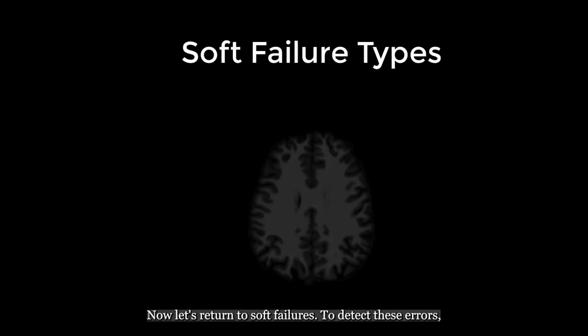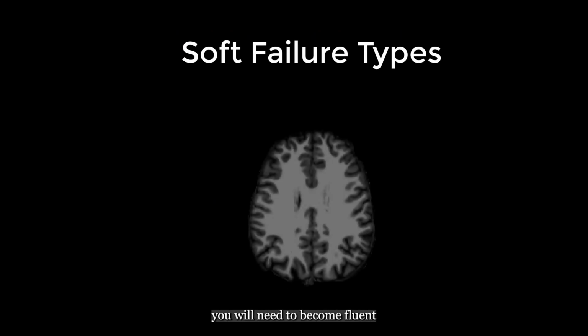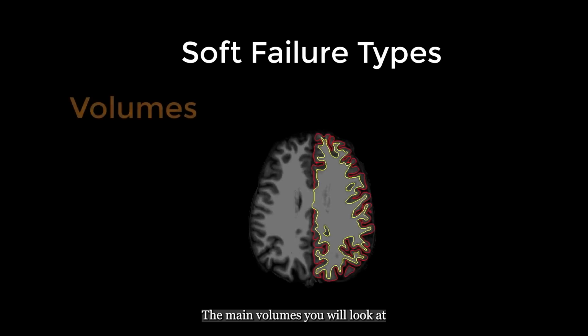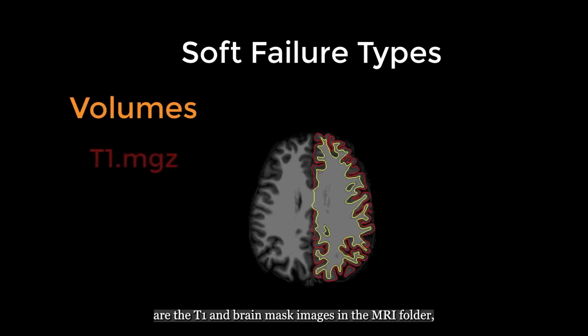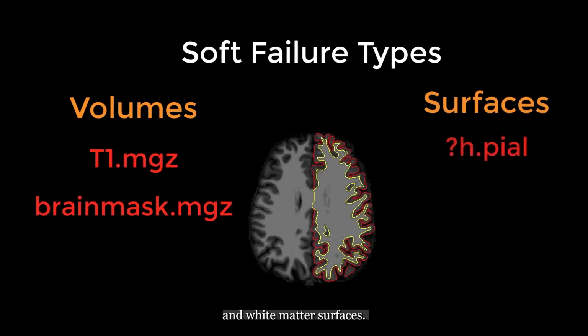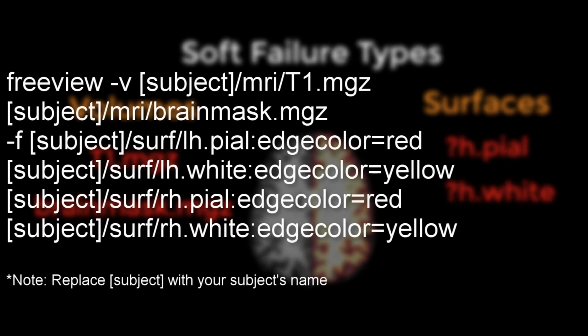Now, let's return to soft failures. To detect these errors, you will need to become fluent with looking at both volumes and surfaces in FreeView. The main volumes you will look at are the T1 and brain mask images in the MRI folder, and the main surfaces you will look at are the pial and white matter surfaces. From your subject's directory, you can type the following to load all of these.